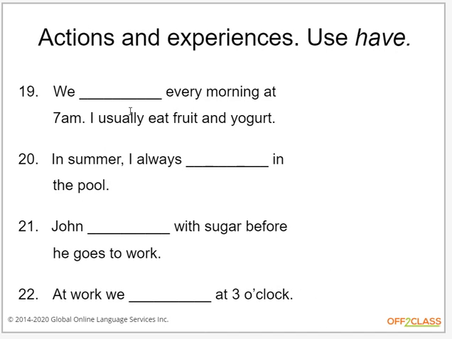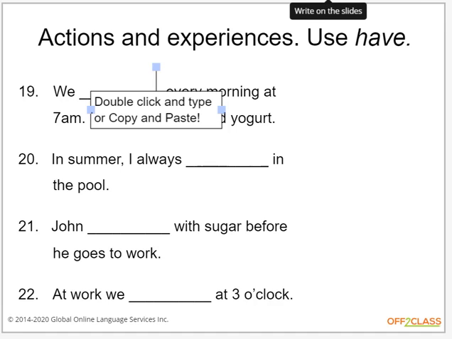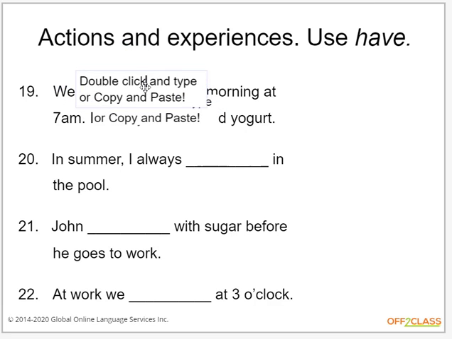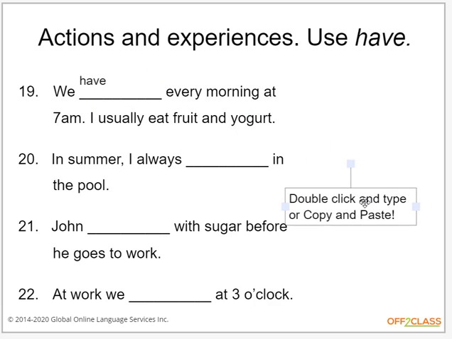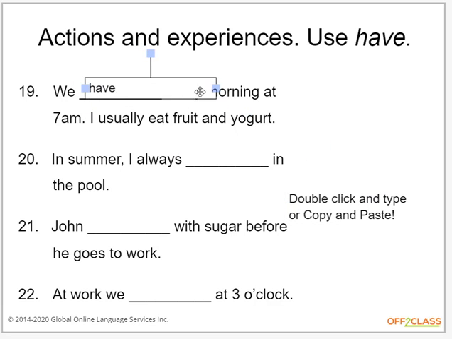So can you answer these questions using have and has, right? So this should be pretty simple. Going back from the very beginning, how I showed you how we use subjects with have and has, right? So like we blank every morning at 7 a.m. I usually eat fruit and yogurt. So we, is it has or have? We have breakfast every morning. Remember, because have is with the pronoun we, right? You go back to the very beginning of the slides, go back to the beginning of the demo lesson to watch this if you have questions.